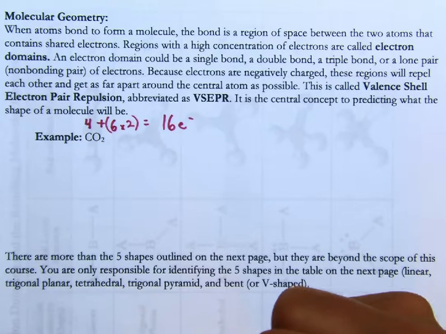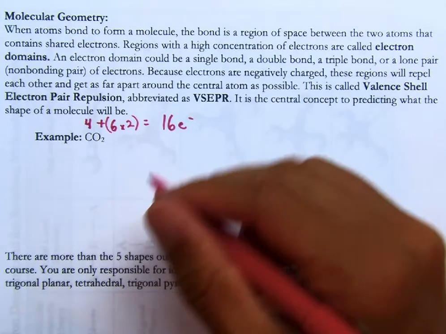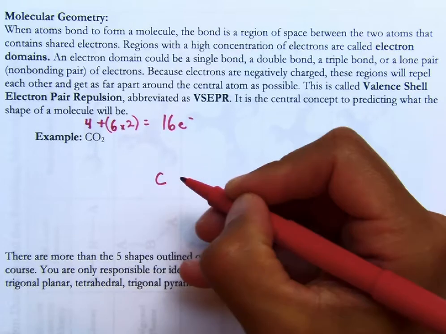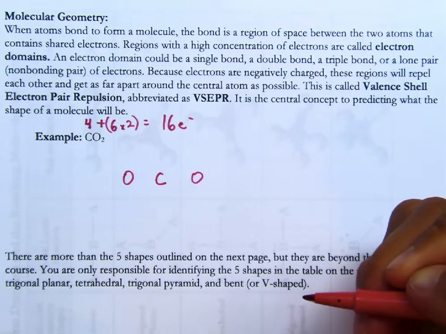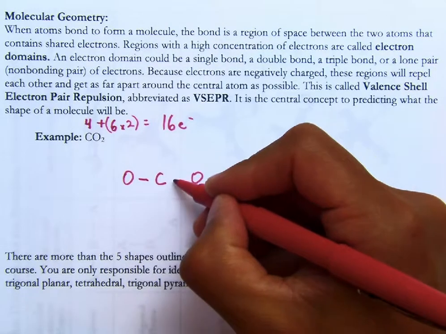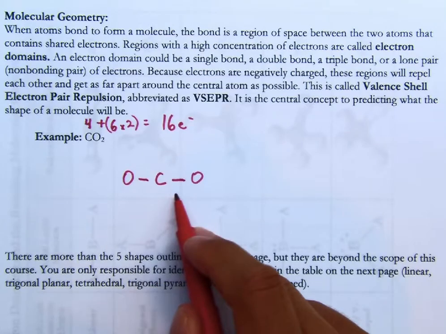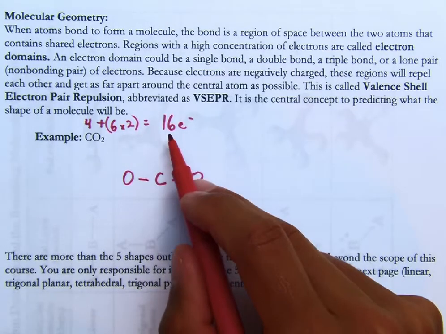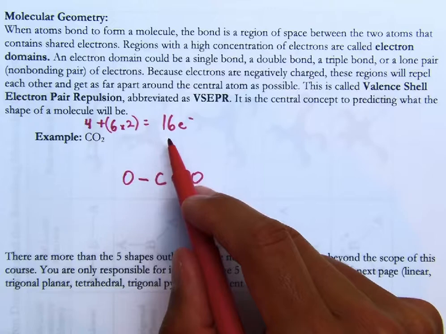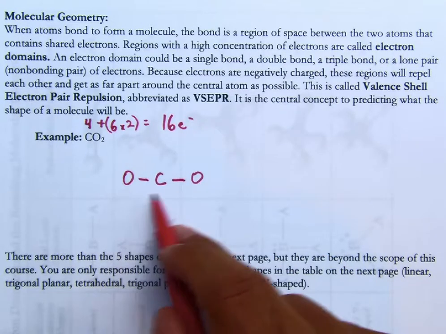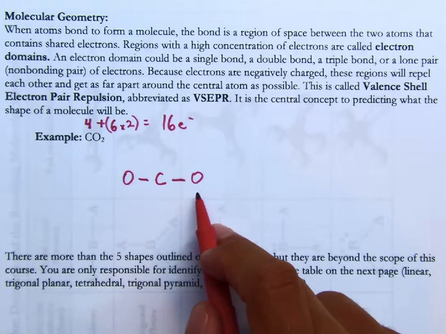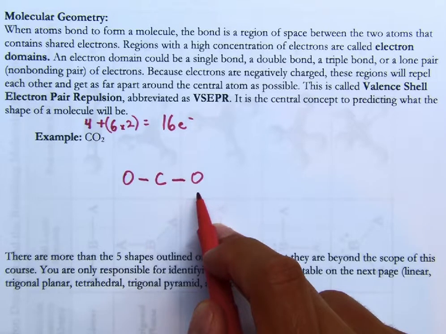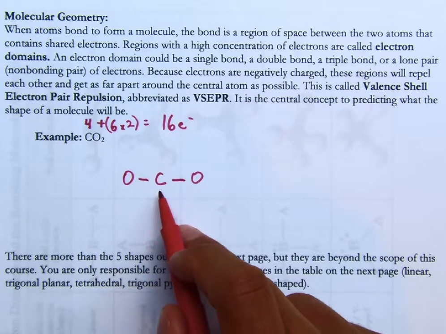Now I'm going to draw the Lewis structure for it. I have carbon, and then an oxygen and another oxygen. You can start by connecting them with single bonds, which is 2 electrons and 2 electrons, so that uses up 4 and leaves you with 12. You need octets on all of these. If you put 6 here and 6 here, your oxygens would have octets, but carbon would only have 4.